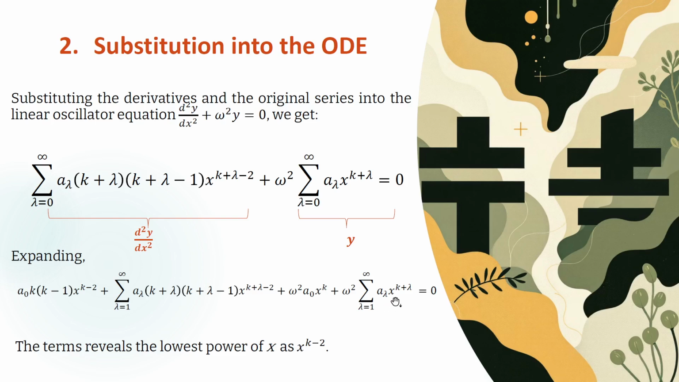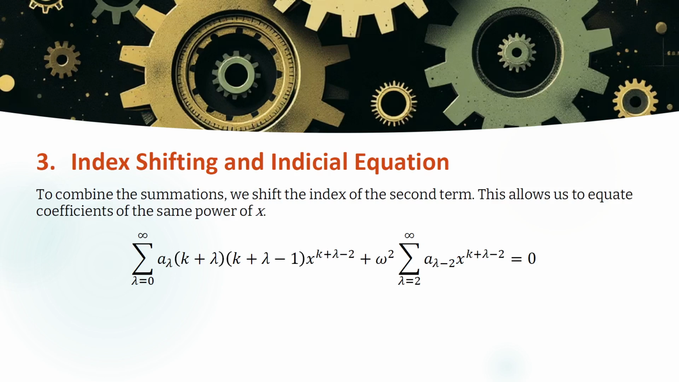Now, this expansion is very essential for us to be able to look for the values of k, and we can see that by looking at the lowest power of x. In this case, the lowest power of x is x to the k minus 2. And since this is the lowest power of x, x to the k minus 2, our initial equation for the values of k is this: a_0 k times (k minus 1) is equal to 0. And later on, we can see how this initial equation works.